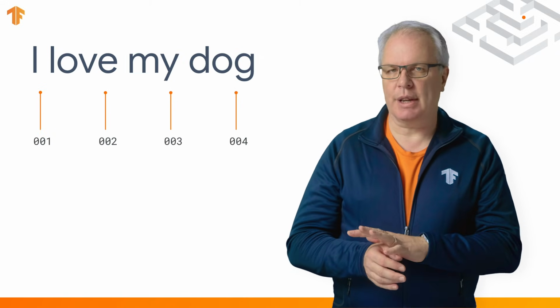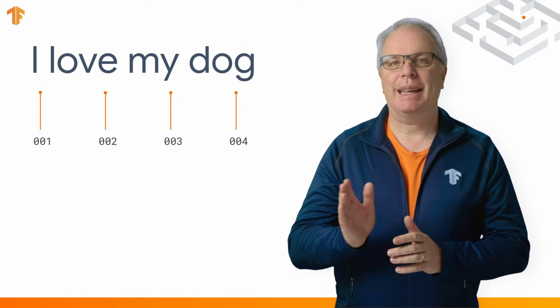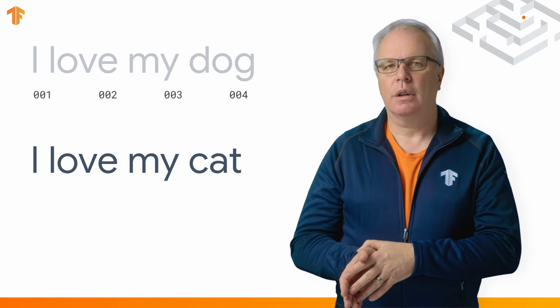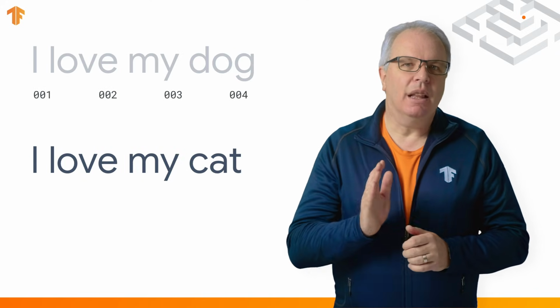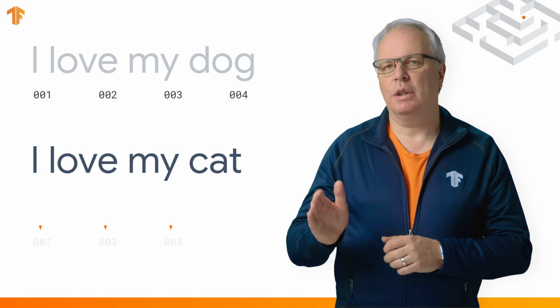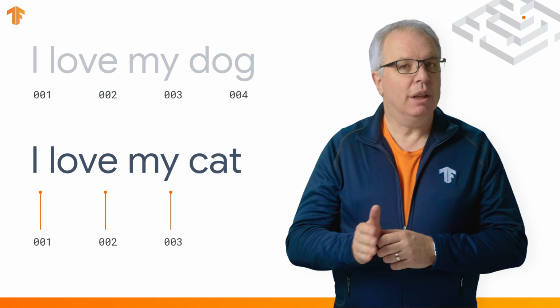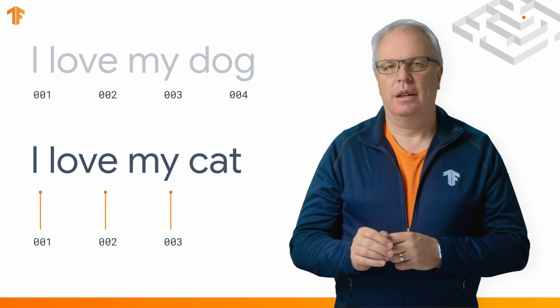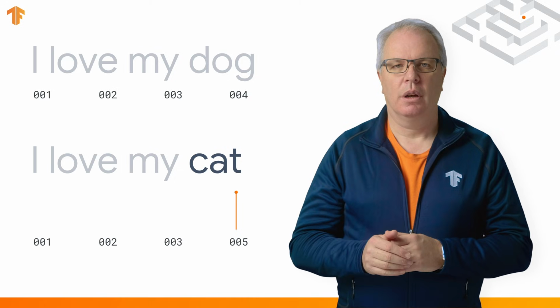Now, if I take another sentence, for example, "I love my cat," how would we encode it? Now we see "I love my" has already been given 1, 2, 3. So all I need to do is encode cat. I'll give that the number 5. And now if we look at the two sentences, they are 1, 2, 3, 4 and 1, 2, 3, 5, which already show some form of similarity between them. And it's a similarity you'd expect because they're both about loving a pet.